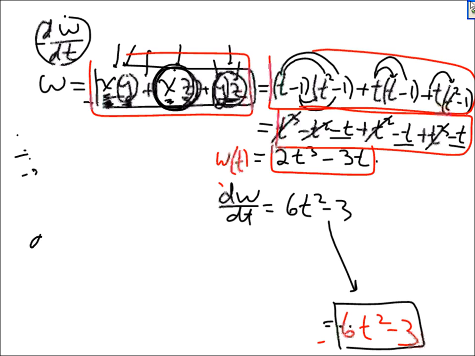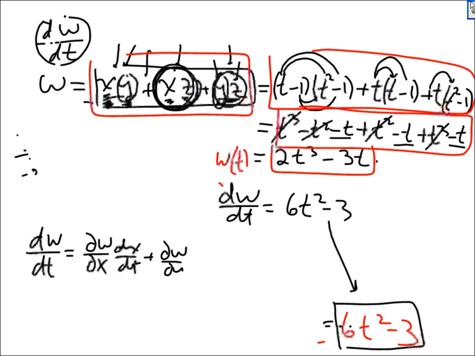Okay, now dw dt equals the partial with respect to x, dx dt, plus partial with respect to y, dy dt. Now, if x is only a function of t and y is only a function of t, then you don't have to put the partial symbols. You don't have to say partial y. You can say dy over dt. But if x is a function of t and other letters, then it's partial.